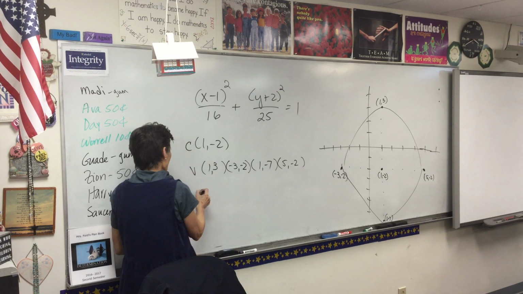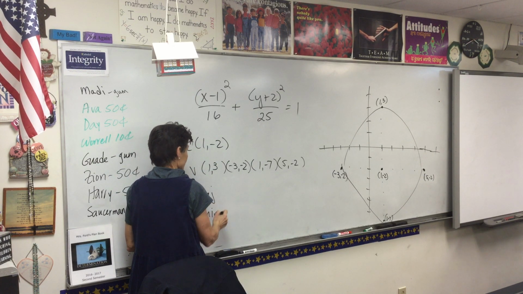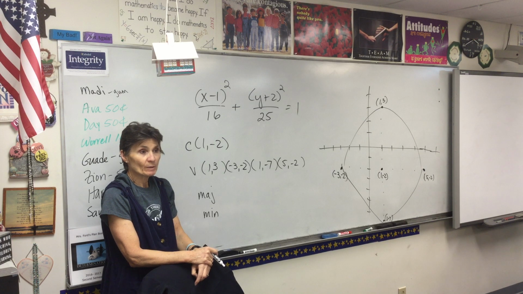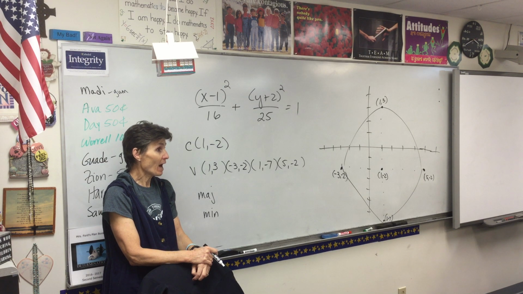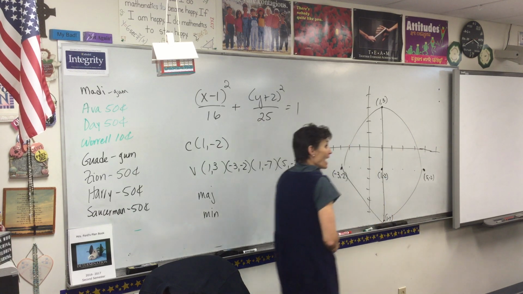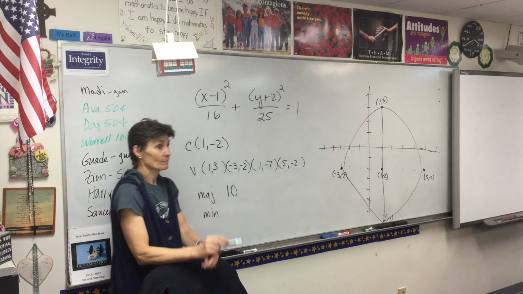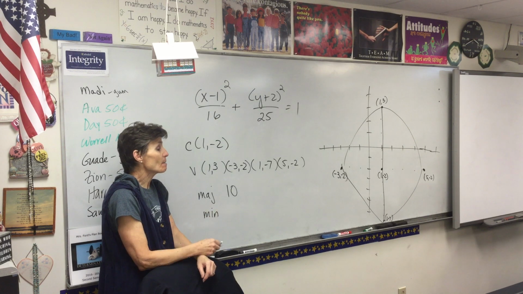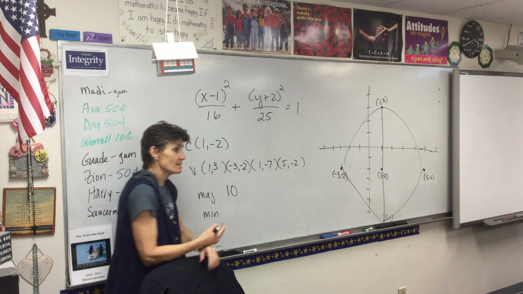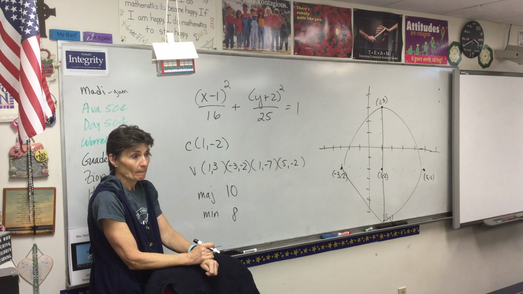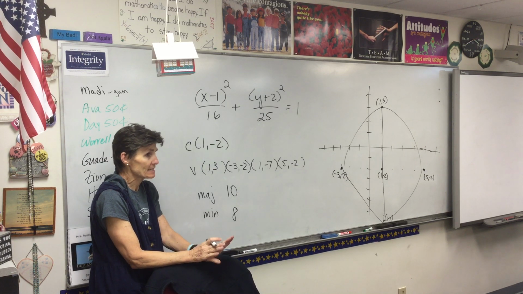Now, ellipses are ovals. So they have a major axis and a minor axis. That is, they have a long direction and a shorter direction. Which way did we go the longest? The y direction. And in the y direction, we went up and down 5. So the axis, if you drew this line in right here, would be 10 units long. You went up and down 5. What about the other axis, the minor axis? That would be 8, because you went sideways 4. All right, so far this is pretty easy.